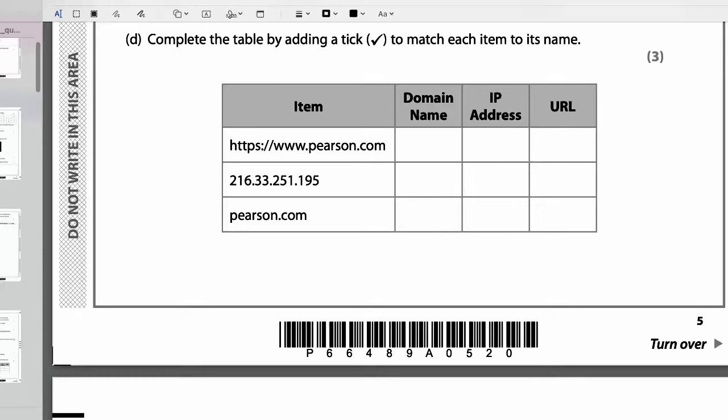D. Complete the table by adding a tick to match each item to its name. So https://www.pearson.com is the URL. The number starting 216 is the IP address, and Pearson.com is the domain name.